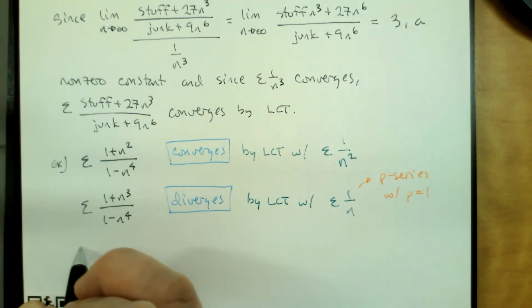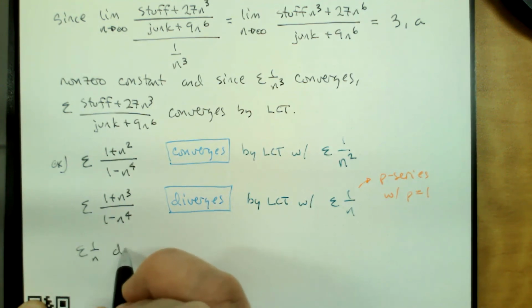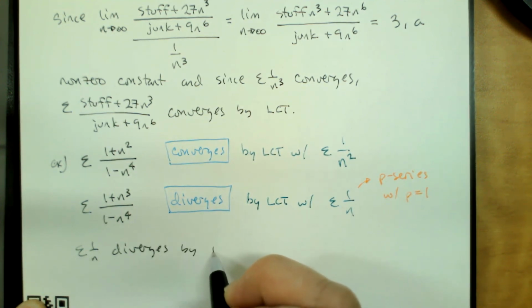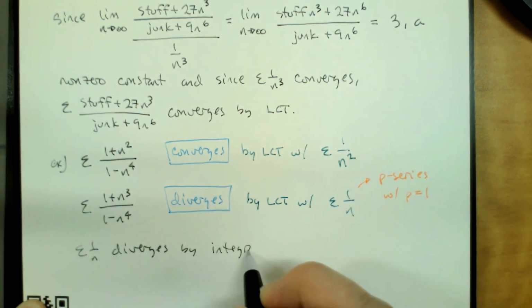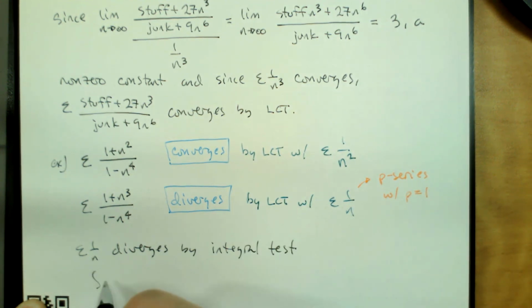The series 1 over n diverges by the integral test. So we take the integral from 1 to infinity of 1 over x dx.